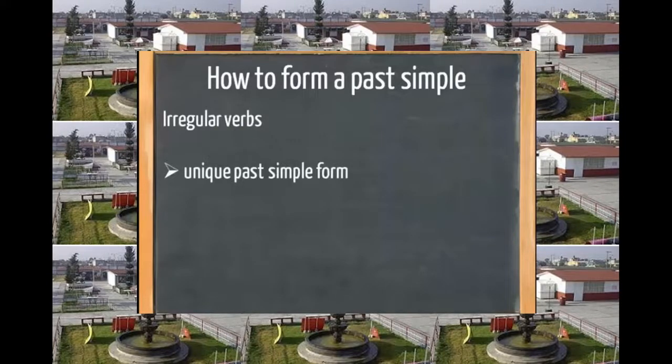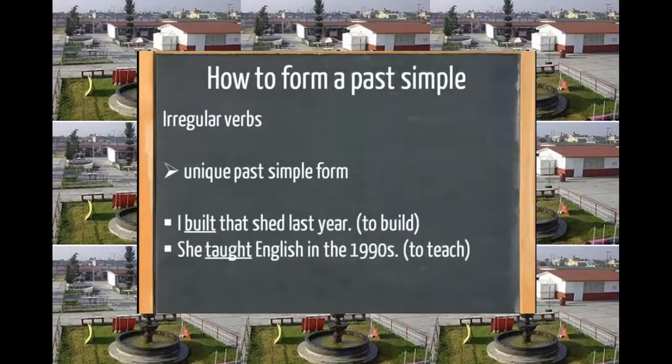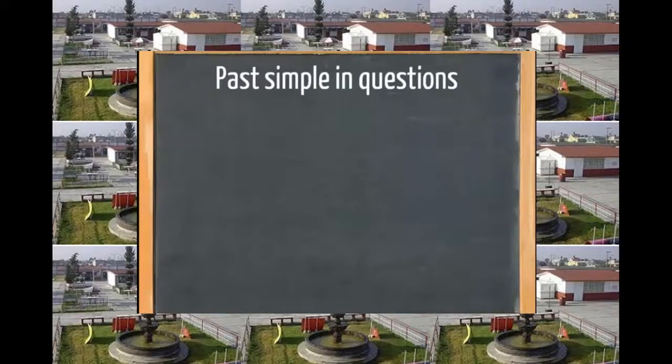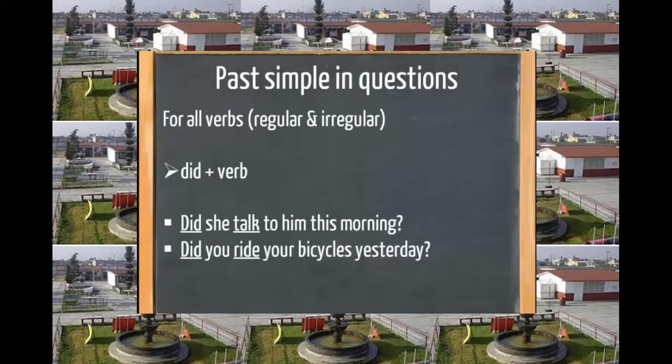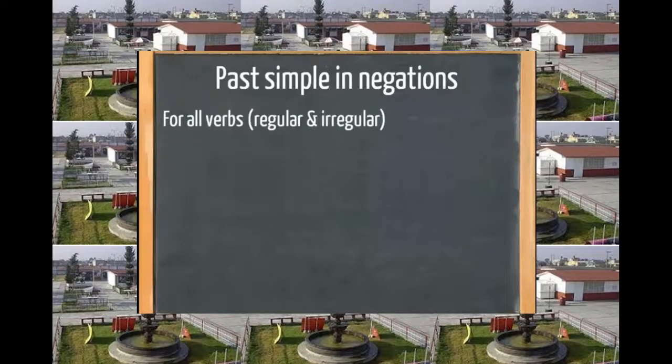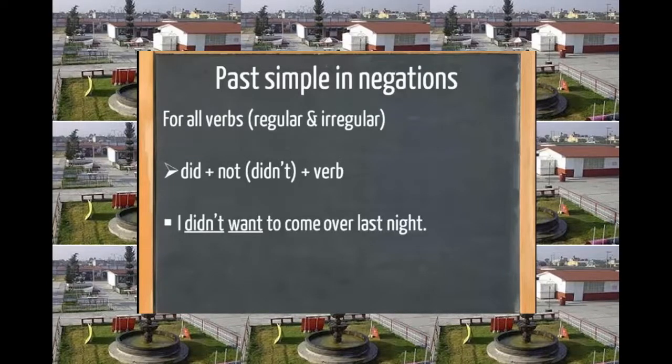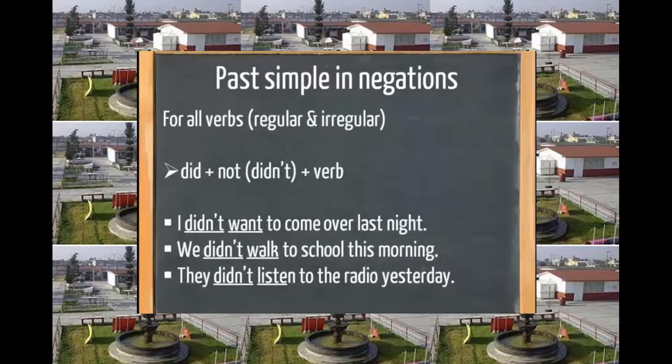Now let's have a look at the irregular verbs. All irregular verbs have a unique past simple form. I built that shed last year. The infinitive form is to build. She taught English in the 1990s. The infinitive form is to teach. We ran the marathon in 2012. The infinitive form is to run. let's have a look at the past simple in questions. For all verbs, regular and irregular, we use the auxiliary verb to do, but we need the past simple tense, which is did, and the infinitive form of the verb. Did she talk to him this morning? Did you ride your bicycles yesterday? Did they work on the farm last year? For the past simple in negations, regular and irregular, we also use the past simple tense of the auxiliary verb to do, which is did, and we add not to it, contracting it into didn't, plus the infinitive form of the verb. I didn't want to come over last night. We didn't walk to school this morning, and they didn't listen to the radio yesterday.